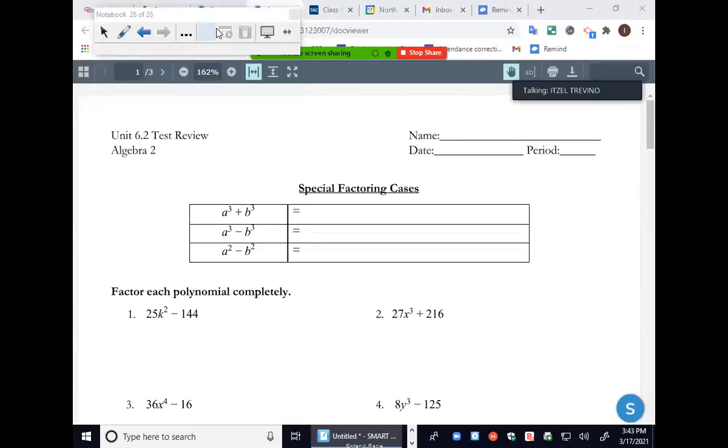Everything that we've covered: factoring by grouping, factoring using the sums and differences of cubes, some transformation stuff. I know we didn't have an assignment over transformations, but I think we've done them enough to know kind of what they look like. And then we have one question that is a rational root topic.